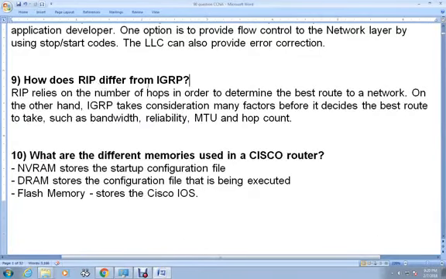Next question: how does RIP differ from IGRP? RIP relies on the number of hops in order to determine the best route to the network. On the other hand, IGRP takes many factors into consideration before it decides the best route to take, such as bandwidth, reliability, MTU, and hop count. So this is the difference between RIP and IGRP.